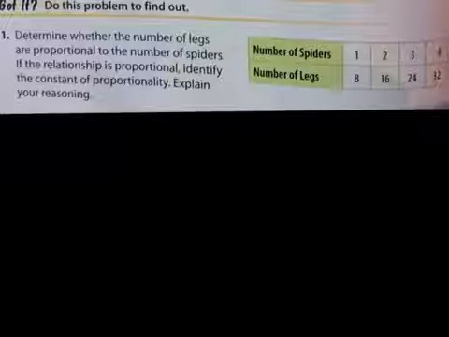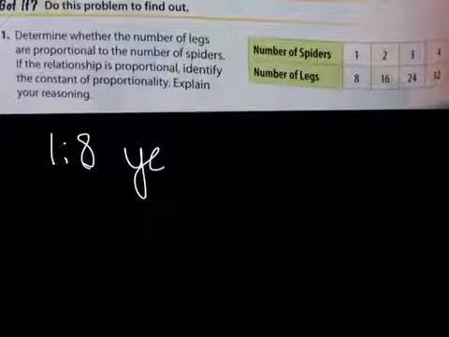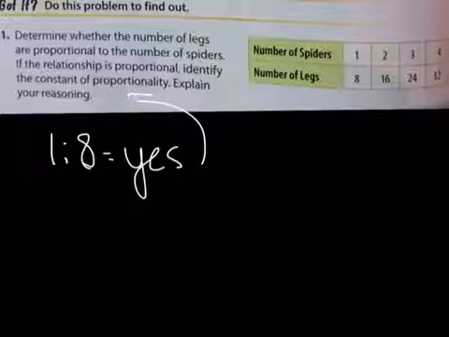So what is our rate? Well, our rate is 1 spider has 8 legs. Okay, that's our basic. It is proportional. We can say yes, it's proportional, and our rate is always 8 to 1 or 1 to 8. 1 spider for 8 legs. So simply just answer yes right there and say that it's 1 to 8. Each rate is equal to 8.